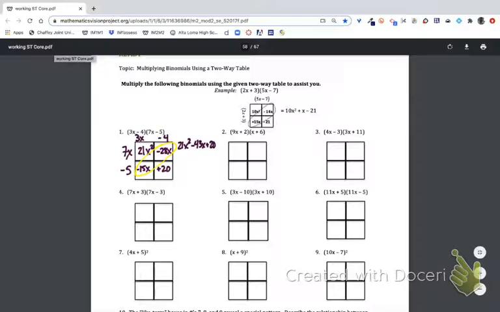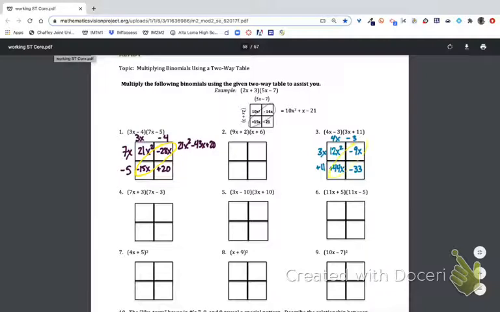For number 3, same process. And you're going to see this for each of them. Same exact process. Take 4x minus 3, 3x plus 11, and multiply. 3x times 4x is 12x squared. 3x times negative 3 is negative 9x. And 4x times 11 is 44x. 11 times negative 3 is negative 33.